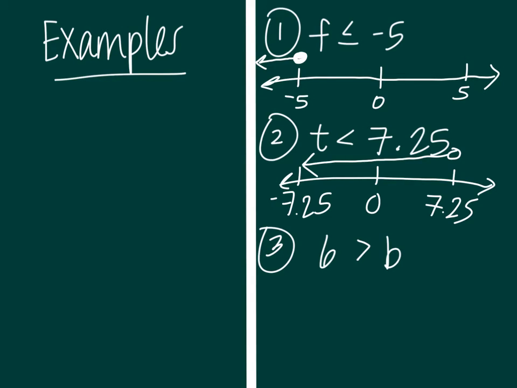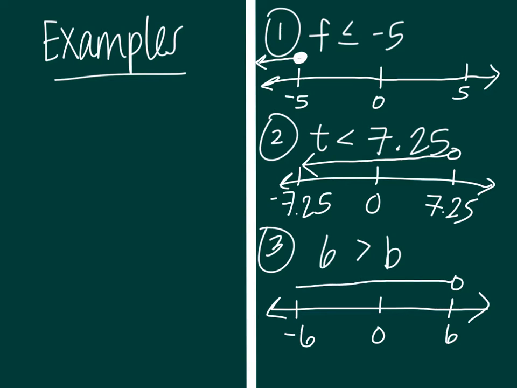Number 3, start with the variable. b is less than 6. It'll be an open circle because there's no equal to. To show numbers less than 6, my line will go to the left. So any number that's less than 6 would be a solution.